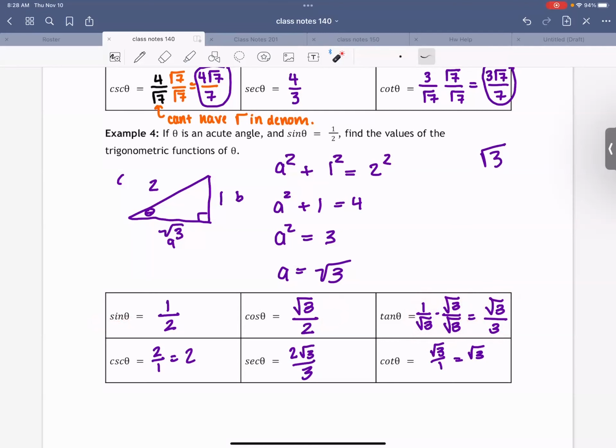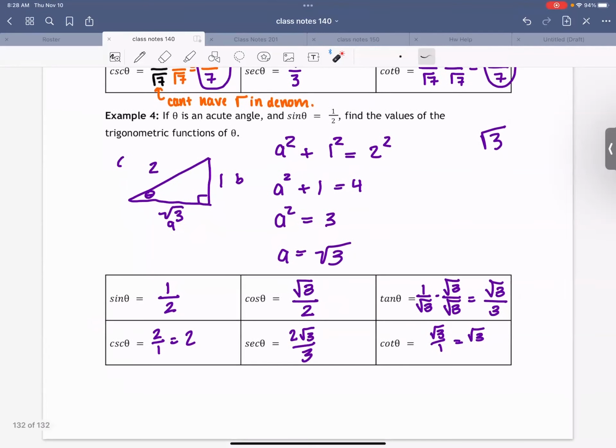Then we have to go and find the other ones, right? So Marissa, do you want to take us through the rest? Yeah. So I started with cosecant, and then I just flipped sine so I can get to just 2. And then for secant, I flipped it, and then I realized I had to rationalize it more. So I got 2 root 3 over 3. And then for cotangent, I just flipped the tangent and got the square root of 3.